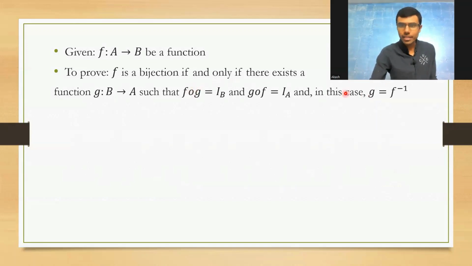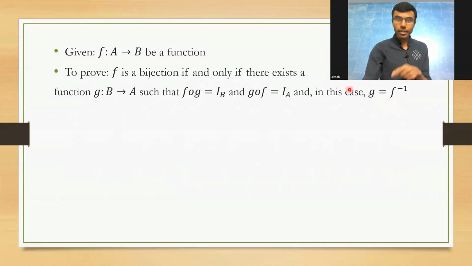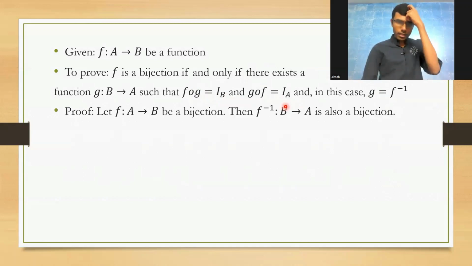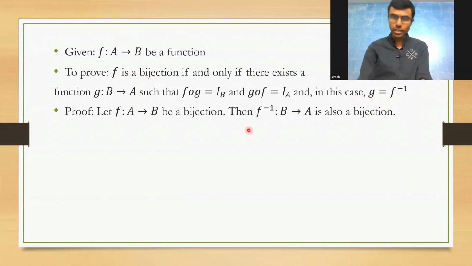Now, first I'm going to take that g equal to f inverse. And I'm going to show that f circle g equal to IB and g circle f is equal to IA. This is the first part of the proof. Fine. Now, if I take that f is a bijection and g is equal to f inverse, then I'm going to show that f circle g equal to IB and g circle f equal to IA.